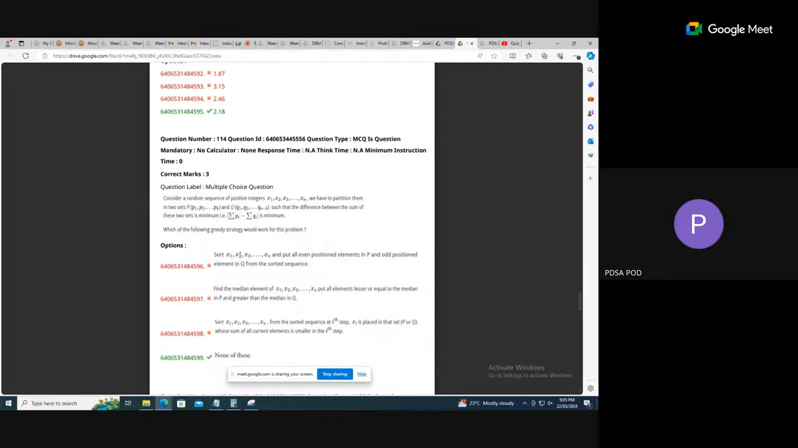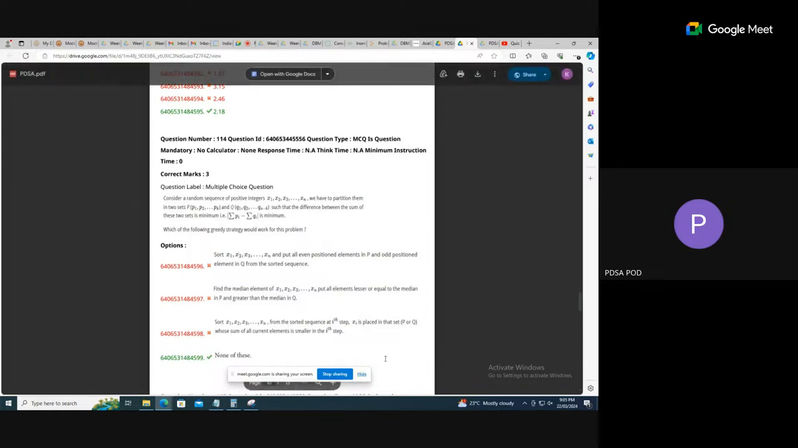Between that, some of these. Wait. Two sets are taken, two offs is given, P and Q. P is a left partition, Q is a right partition. The difference between the sums of these two sets, that is, the sum of P set, is a minimum. What is the minimum again?